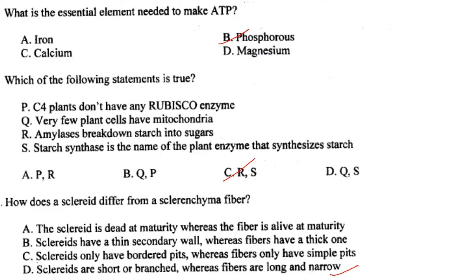What is the essential element needed to make ATP? So it is phosphorus, adenosine triphosphate. So answer is option B.